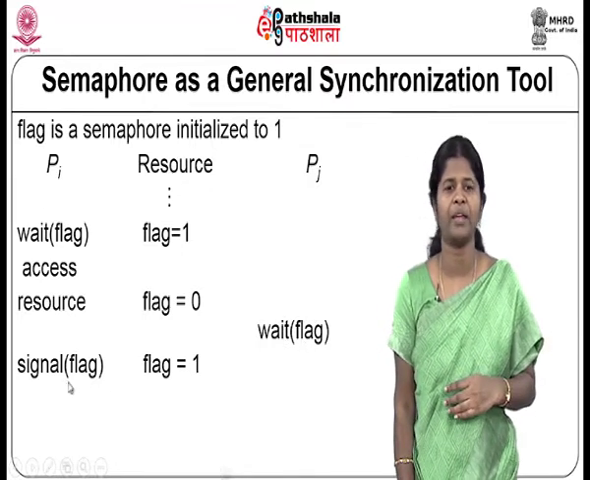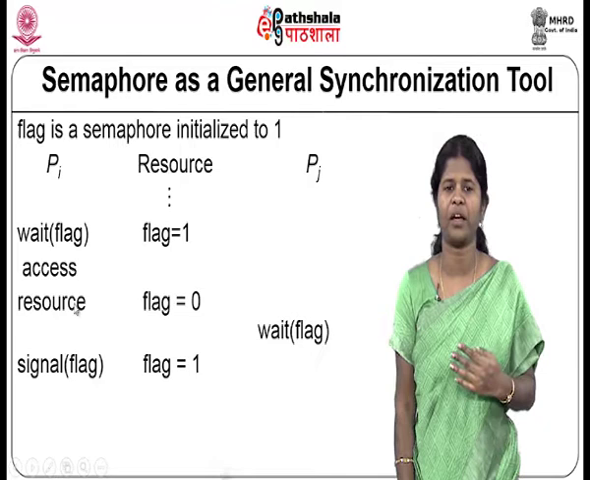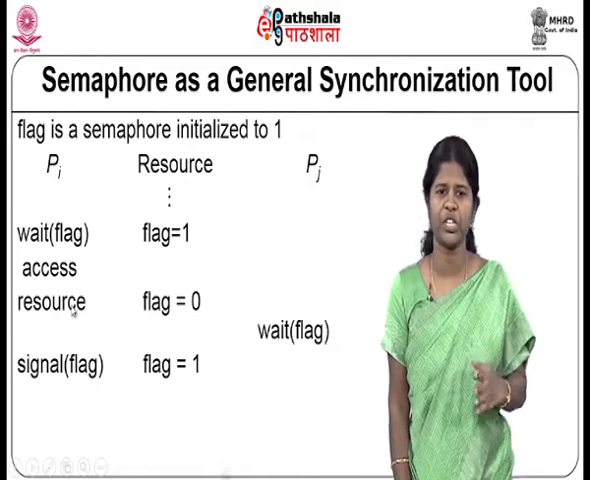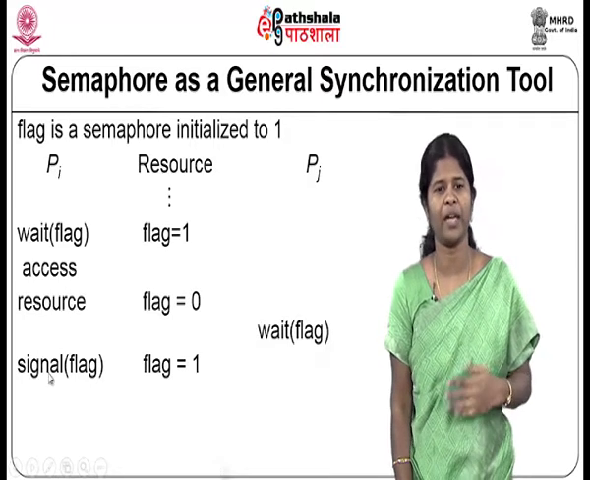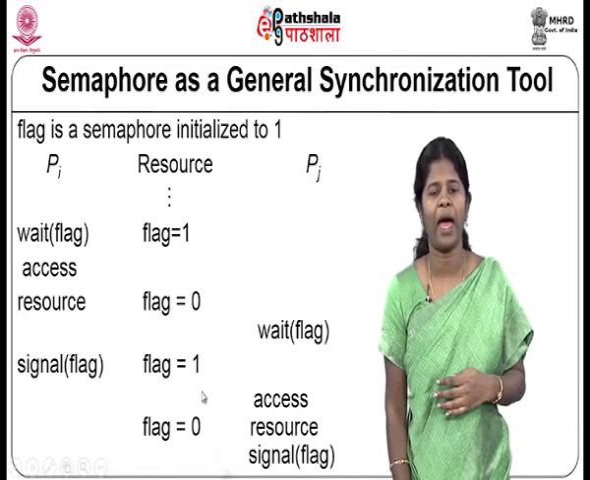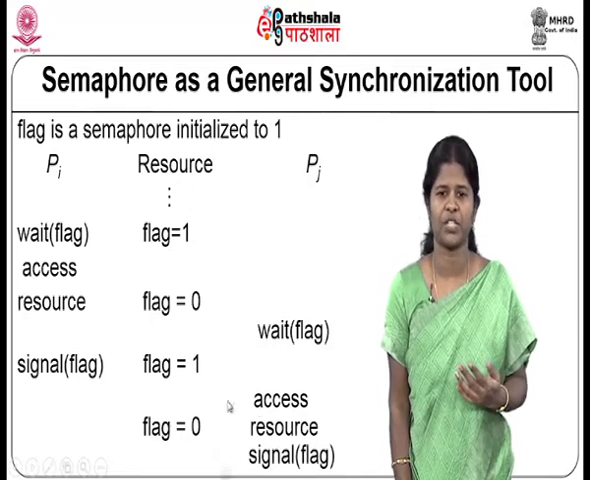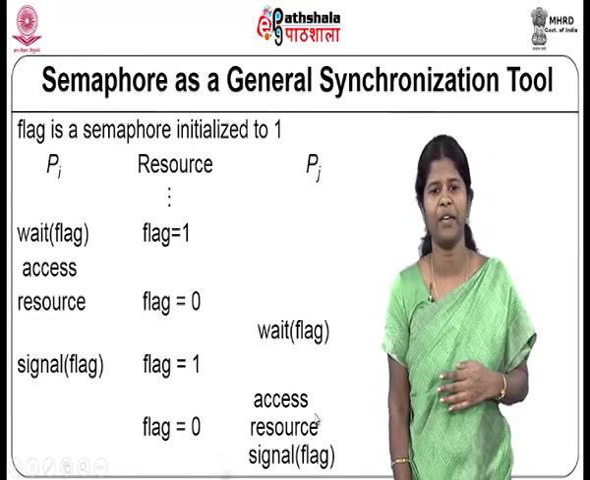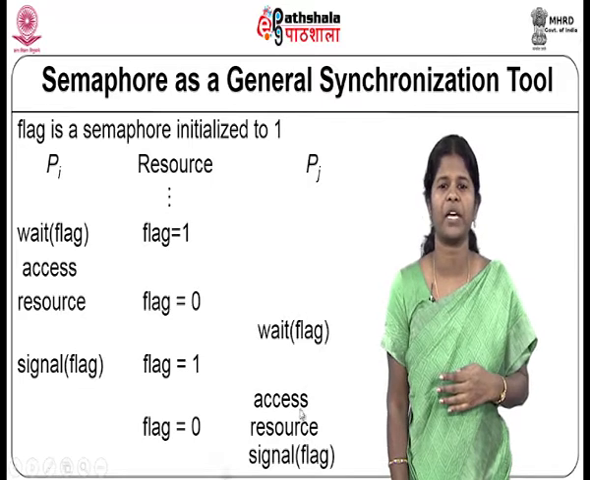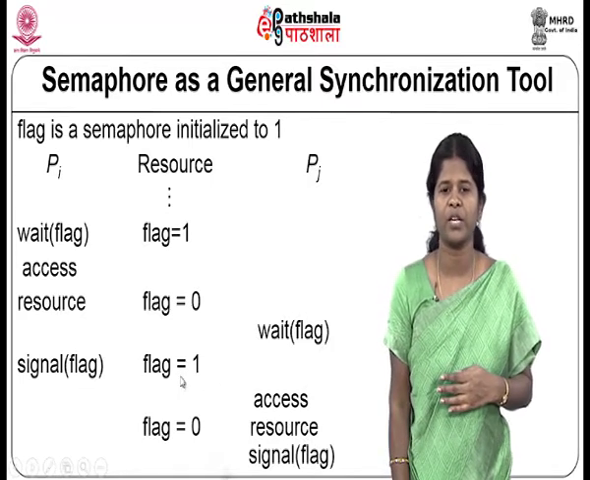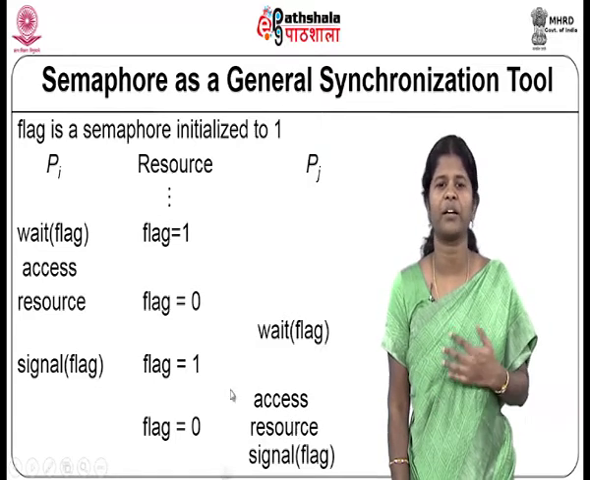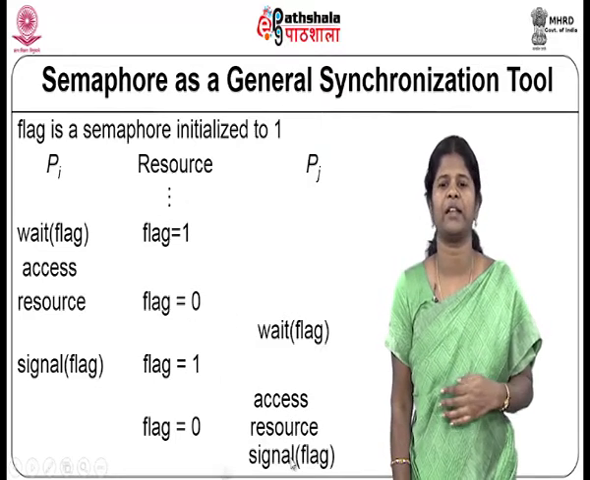And when Pi signals after coming out of the critical section, after finishing accessing the resource, process Pi signals flag, it increments the value of flag to 1 and it comes out of the critical section. And now process Pj finds that the value of flag is equal to 1 and hence based on that it accesses the resource. It will change the value of flag to 0 and access the resource. After finishing accessing the resource, it will signal the flag value.